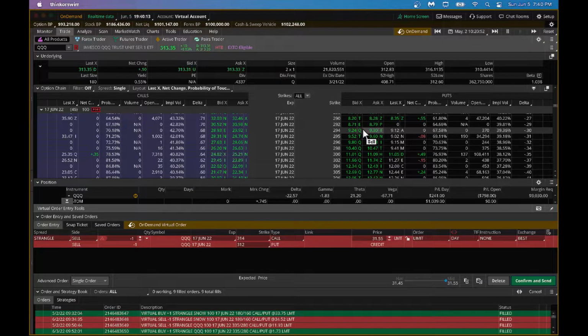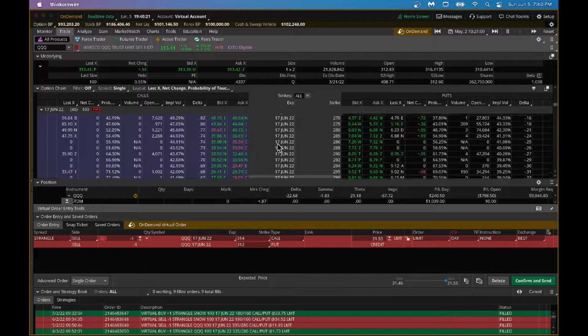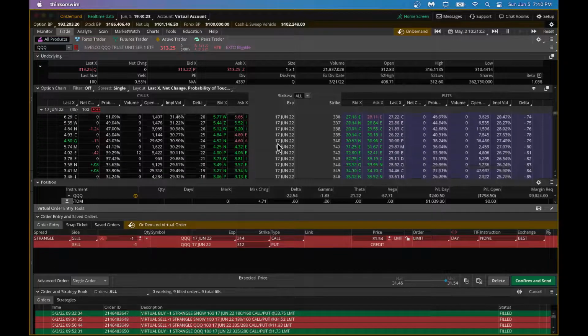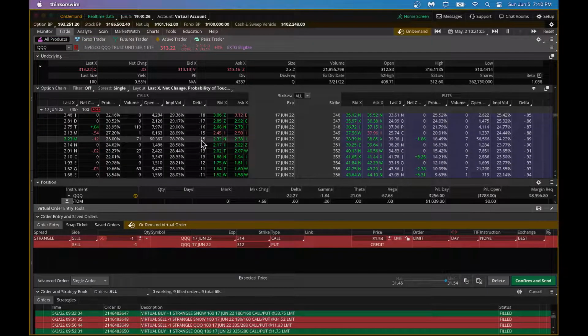I typically like to sell the strangle at delta 15 on both the call side as well as the put side. As you look through here on the call side, keep going down. We've got delta 15 right here, around 350. If I sell at 350, I can make around $2.32. That's good enough. Let me go sell a call option at 350. Right there, 350, so I'm selling the call option.